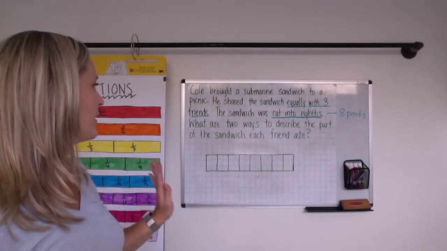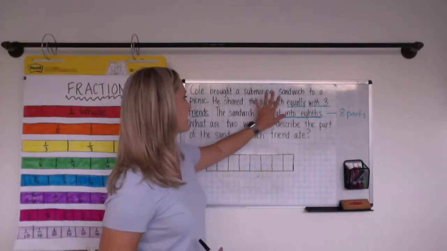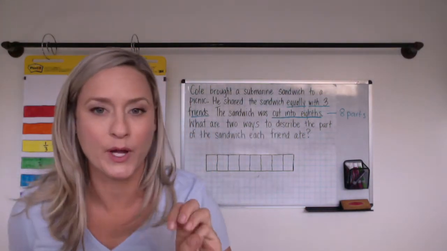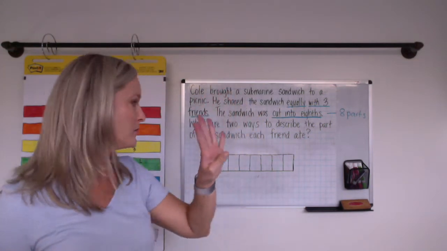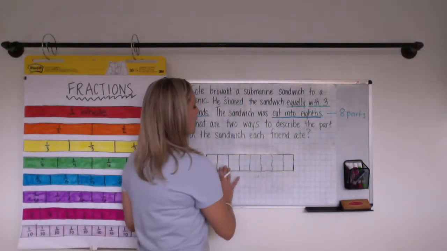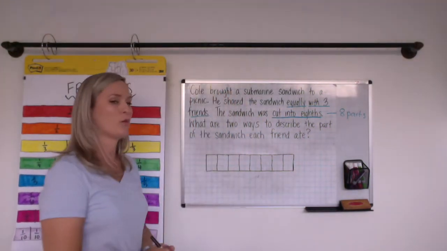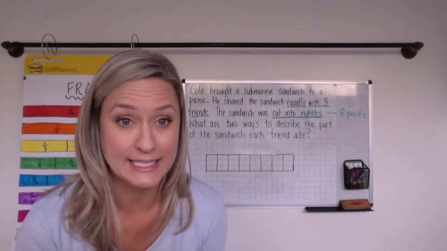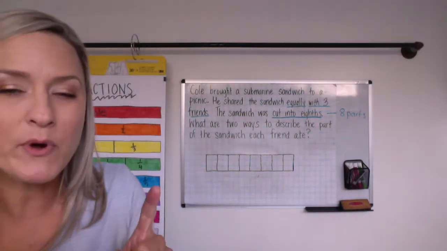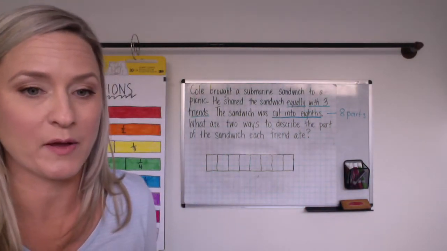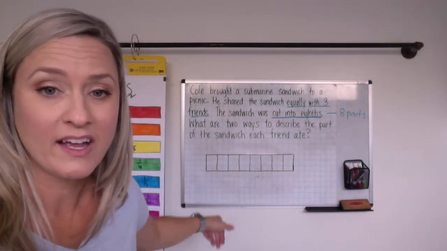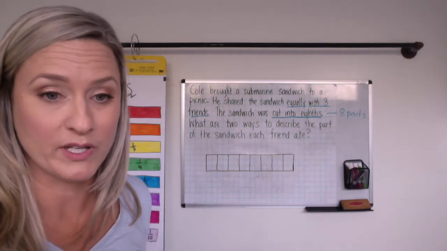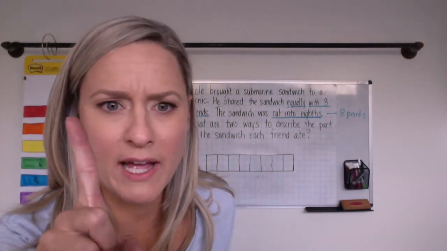All right, we've got them sharing the sandwich equally with 3 friends plus Cole. How might you show what each person gets? I want you to hit pause, and I really want you to think about how much each person's going to get if they eat the whole thing, and what would it look like? All right, hit pause. Okay, I've got my big ideas.